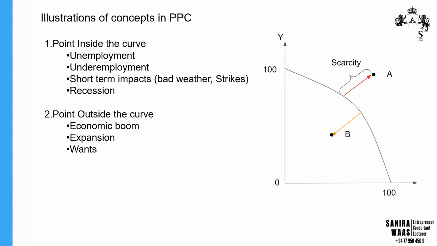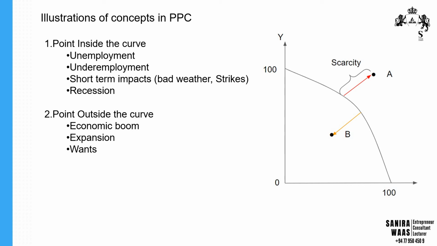Basically, the points inside the curve denote that we have that maximum production capacity, but we operate somewhat inside, which highlights unemployment of resources or underemployment, or it can be short-term impacts like bad weather, strikes, or even economic recession. The points outside the curve, which are beyond our capacity, beyond an economic possibility, are identified as an economic boom or a short-term expansion.